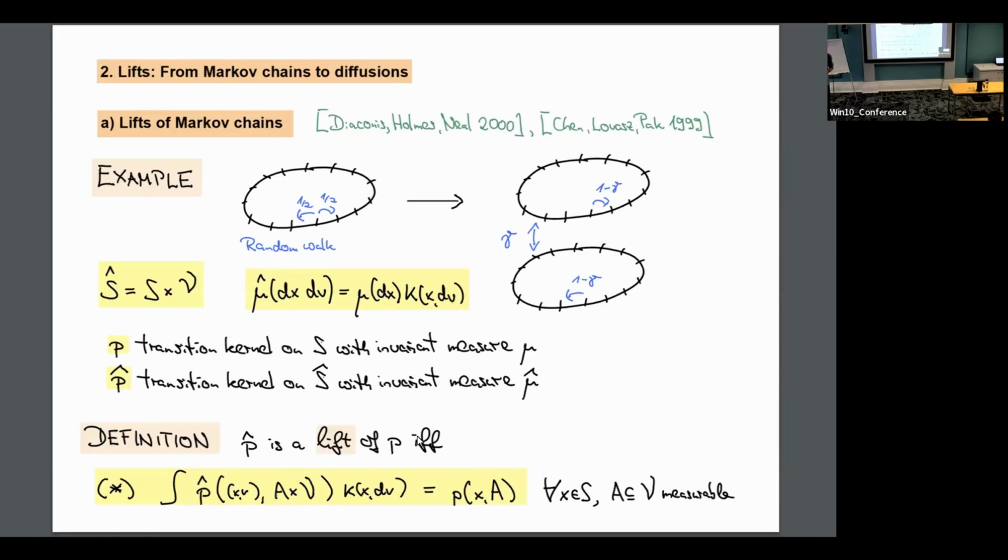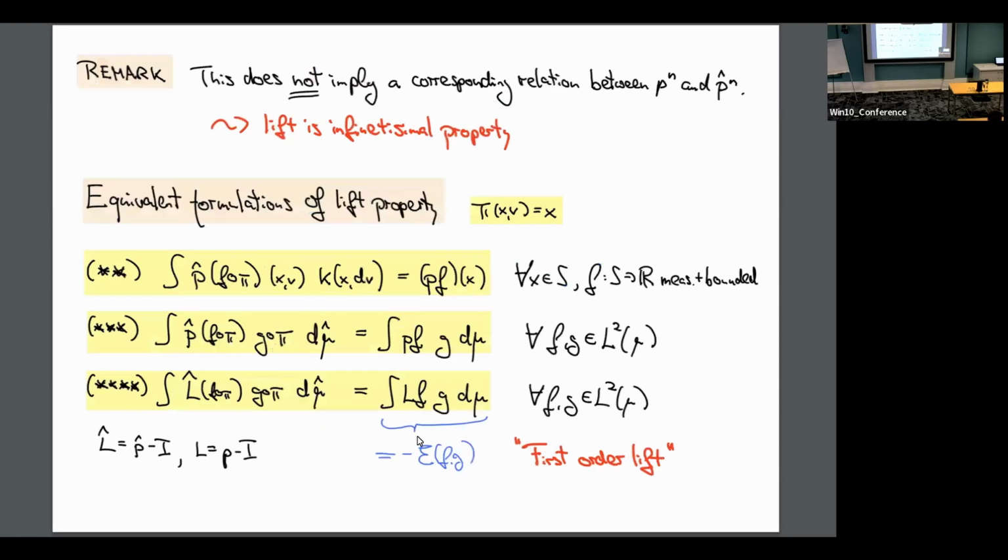Okay, so this is the definition. And here's a warning. This does not imply a corresponding relation between the n-step transition kernels. It's just about the one-step transition kernel, but the n-step transition kernels can be completely different. That's important to realize. So for us, when we move from discrete to continuous time, this will mean that lifting is really an infinitesimal property. So it's really just about one step in discrete time.